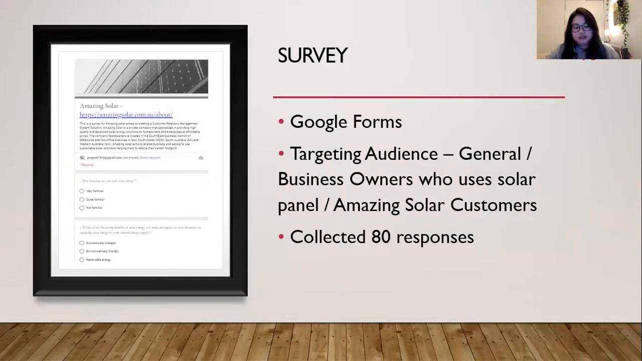This is the screenshot of our online survey, and in total we have 20 questions, and the questions are divided into 2 sections. The first section is more of general questions and understanding of the solar panel. And the second portion of the survey is more focused on the Amazing Solar customers' feedback. And we used Google Forms for the survey, and the targeted audience are the general audience, the business owners who use solar panels, as well as the Amazing Solar customers. In total, we collected 80 responses.